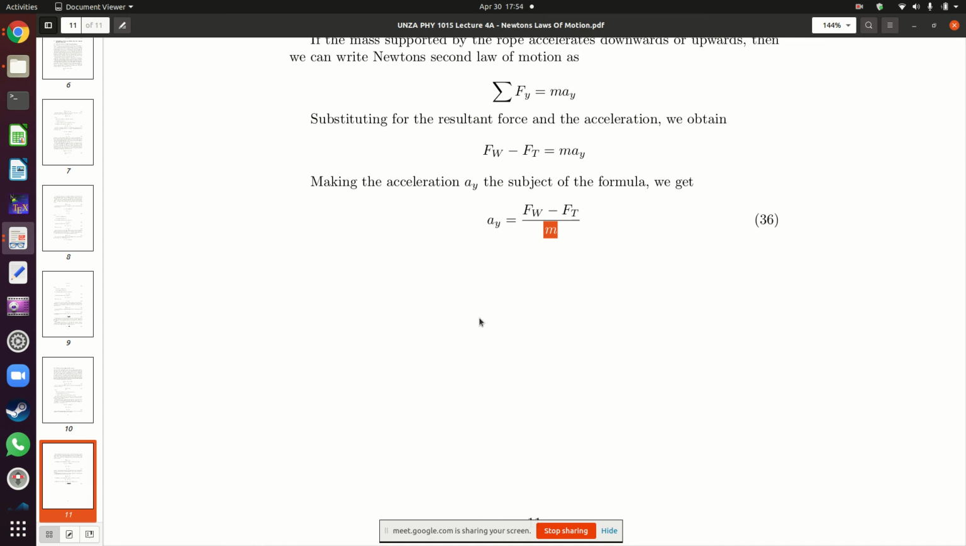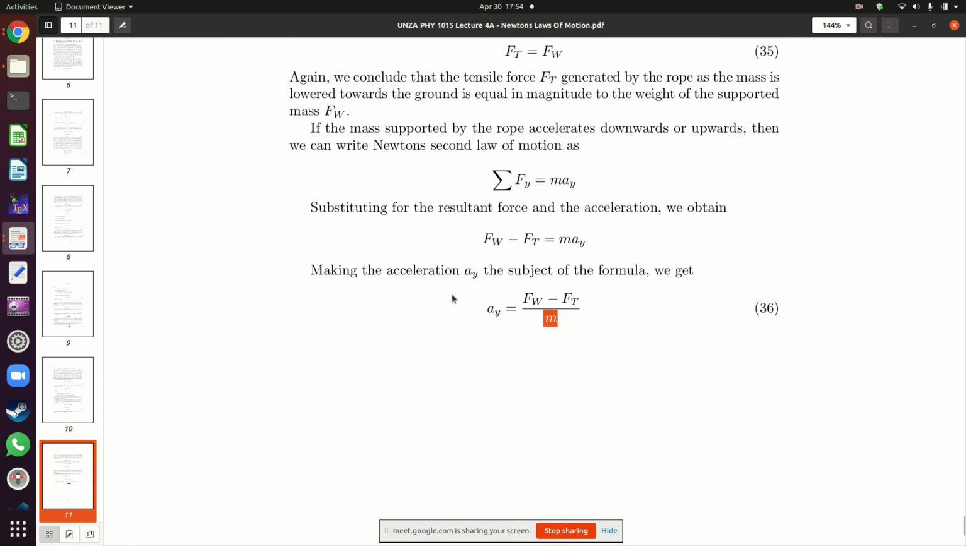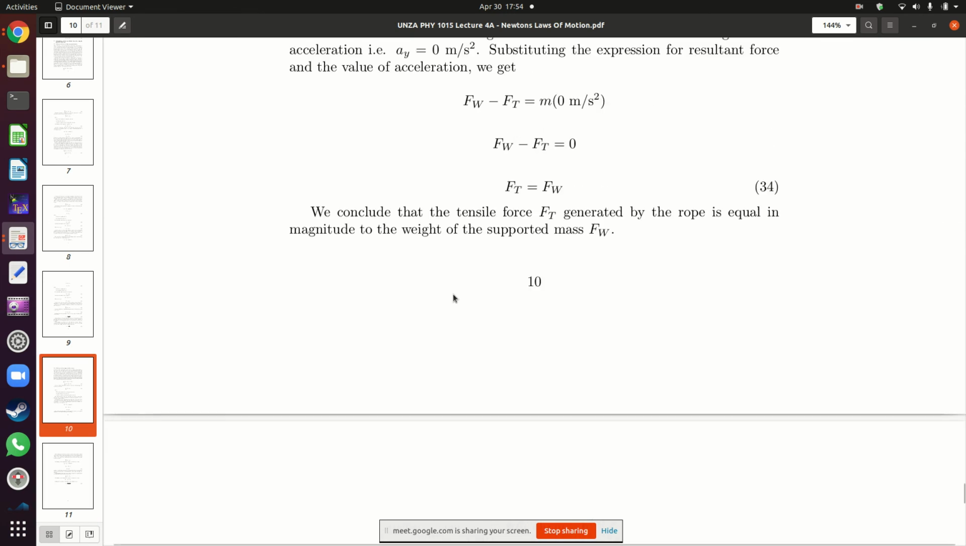Any questions? We have come to the end of this bit on how you work out resultant forces.